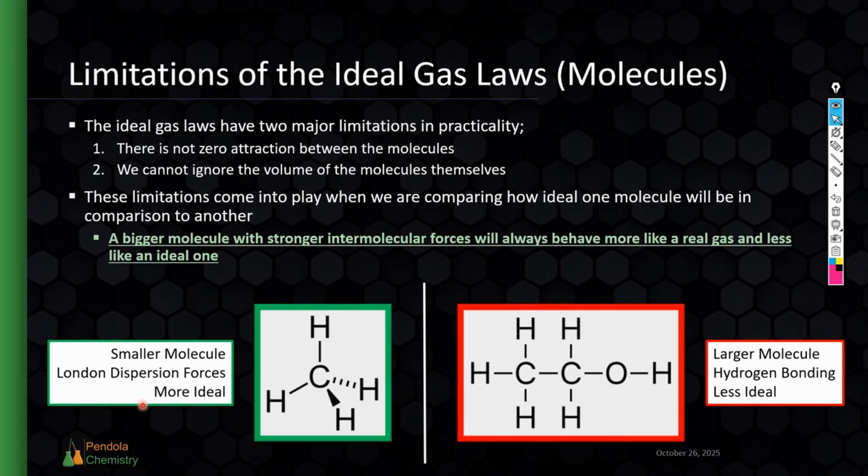So we say methane is more ideal and ethanol is less ideal because methane is smaller, meaning we can ignore its volume more, and it has a weaker intermolecular force, meaning it fits that idea of zero attraction better, whereas ethanol is bigger, so we cannot ignore its volume as much, and its hydrogen bonding makes it have much stronger force of attraction, deviating from the ideal gas law assumptions. So that's the first type of question we're going to be asked, where we're comparing different molecules to each other.